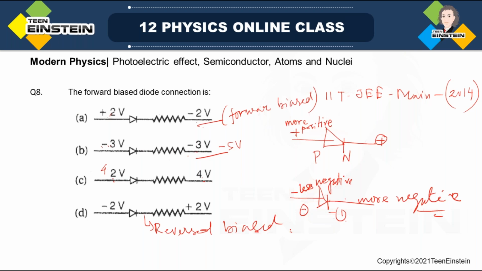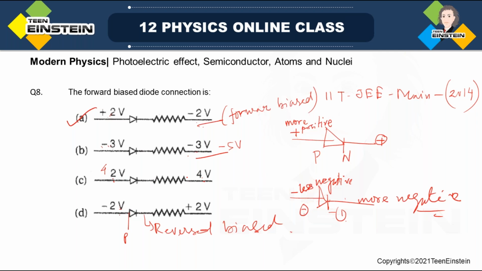Okay, so this is how you have to find out whether some connection is forward bias or reverse bias for the case of a diode. This one is actually forward bias because the P side is connected to the positive terminal of the battery, and the N side is connected to the negative terminal. In the other case, the P side is connected to negative and the N side is connected to positive. That's why it is reverse bias.